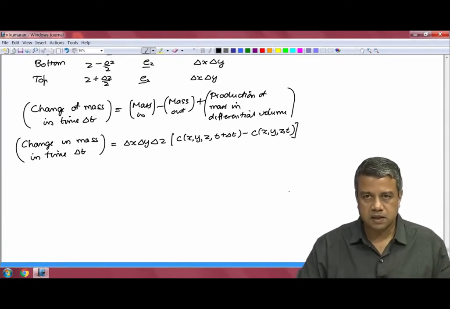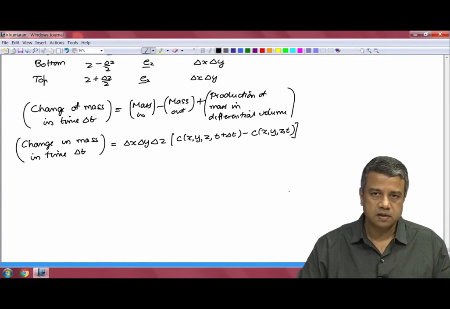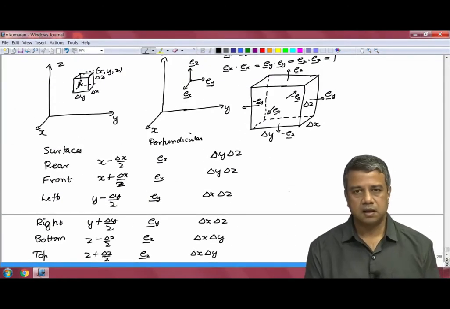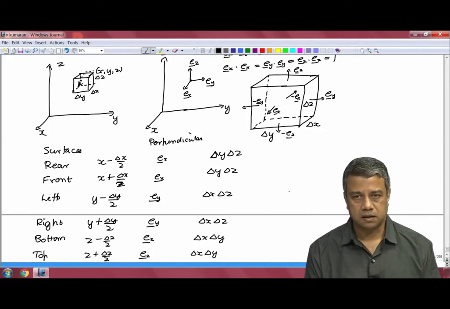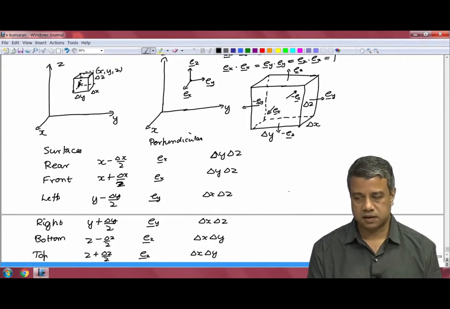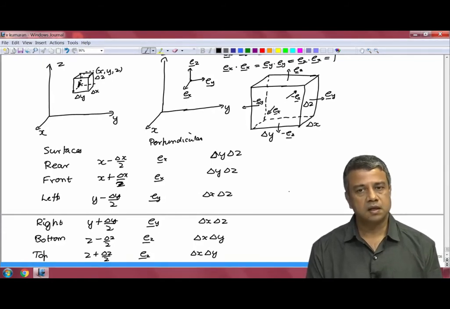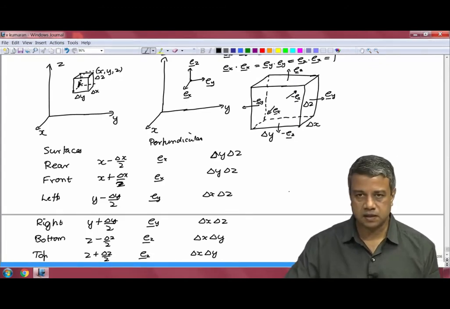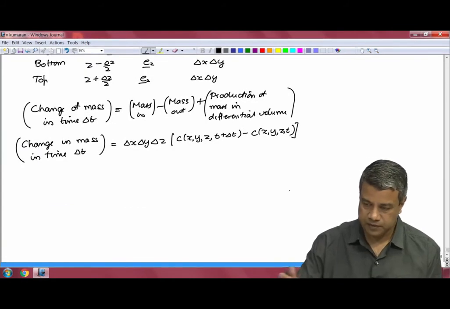What are the mass in and the mass out? So, there is mass that is coming in at the surfaces perpendicular to the x, y and the z directions. The mass is equal to the component of the flux perpendicular to the surface times the surface area times the time interval.